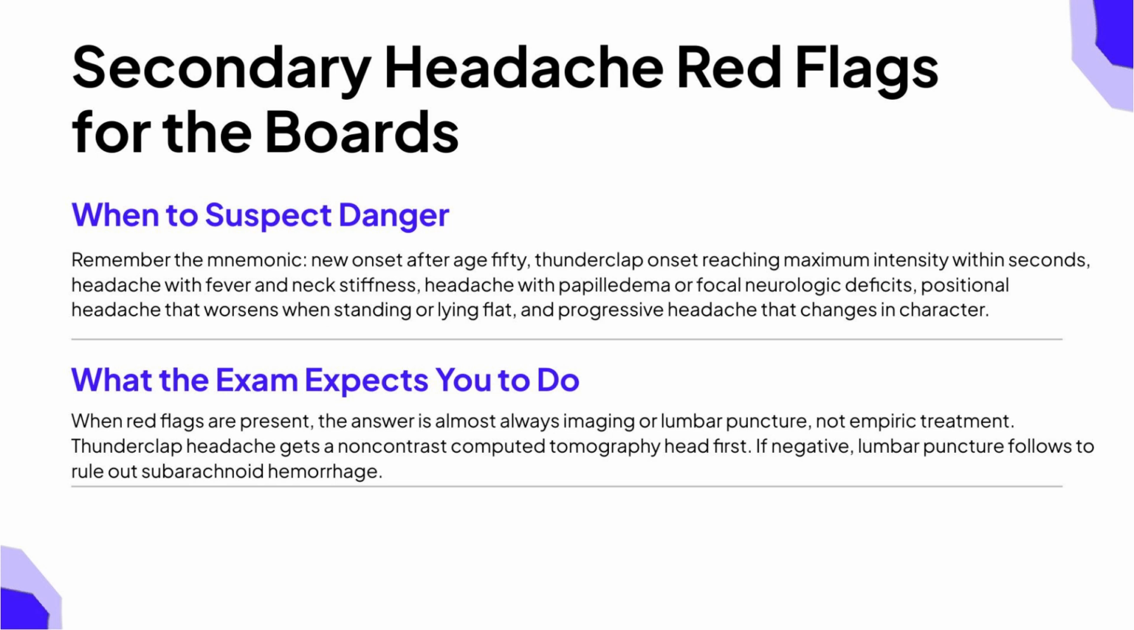Papilledema or focal neurologic deficits suggest a mass lesion or increased intracranial pressure. Positional headaches suggest intracranial hypertension or a colloid cyst. Progressive headaches that change in character warrant further investigation. When the exam presents red flags, the answer is almost always imaging or lumbar puncture. Thunderclap headache gets a non-contrast computed tomography head first. If negative, lumbar puncture follows to rule out subarachnoid hemorrhage. Do not be tricked into choosing empiric treatment when red flags are present.